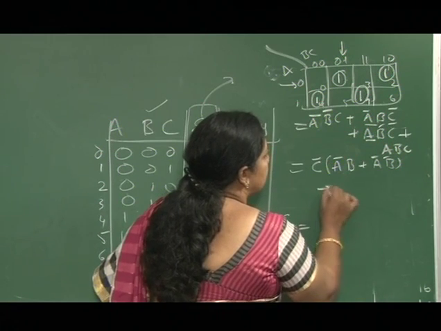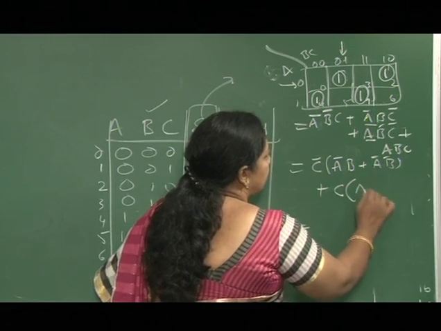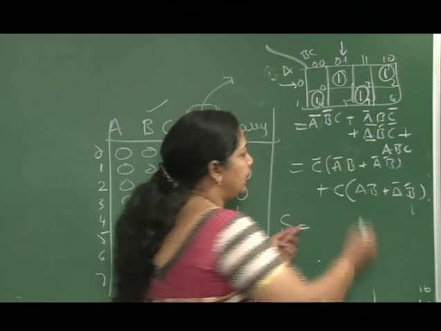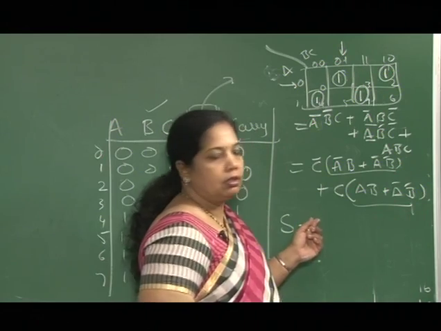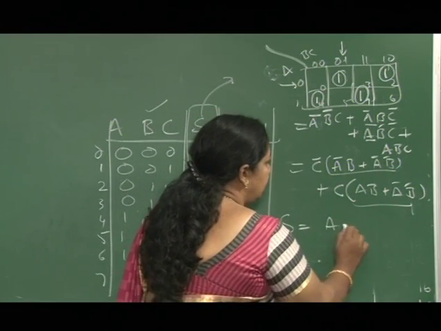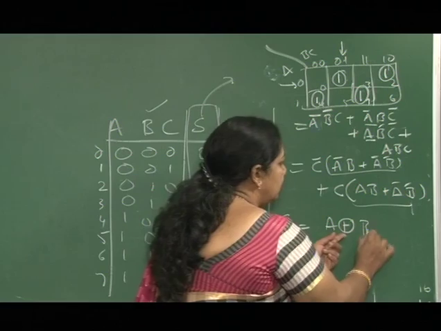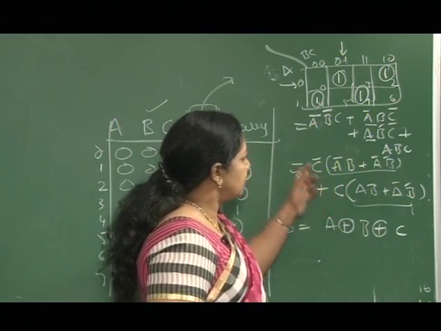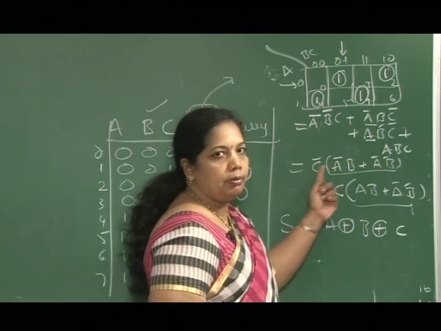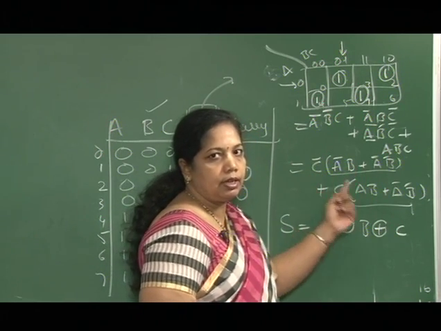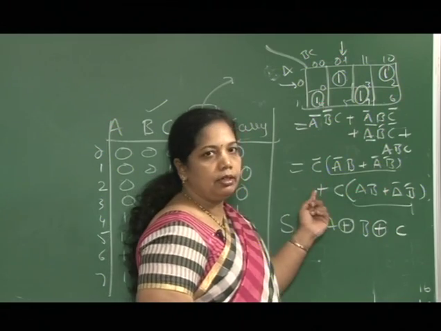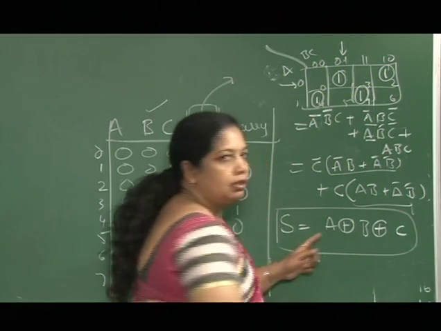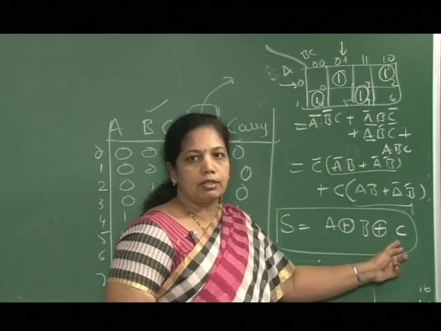So for this, once again C is complement, so I will get this equation. Finally these 2 are common, so I will end up with A XOR B XOR C. I can take this as one term, this is complement, and another term, this is normal. So this becomes once again an XOR term. So finally I will end up with the sum equation A XOR B XOR C.